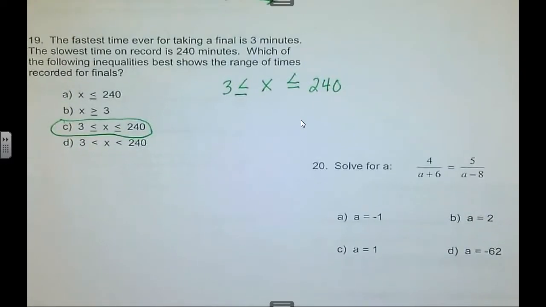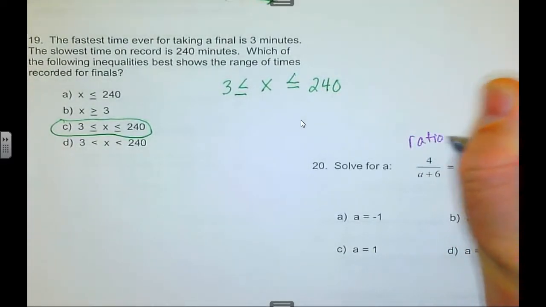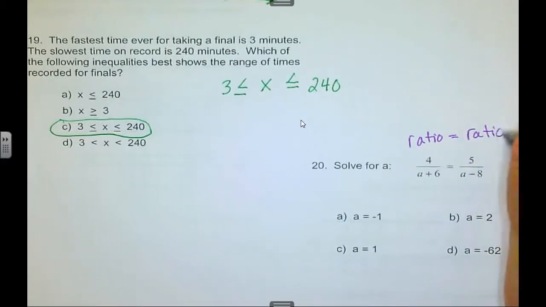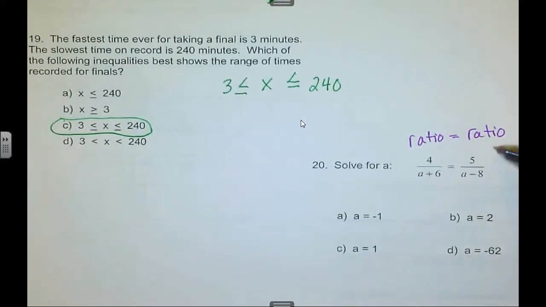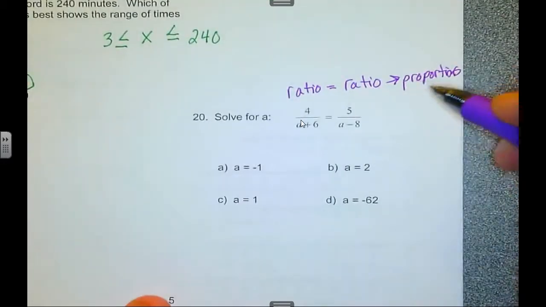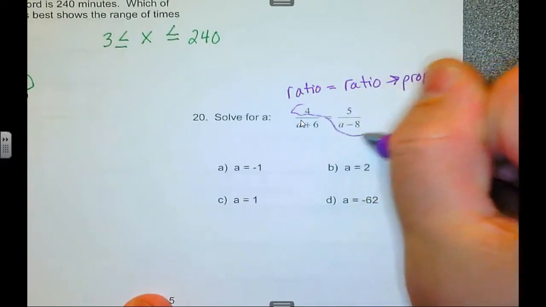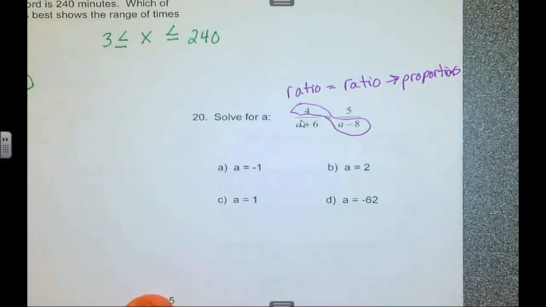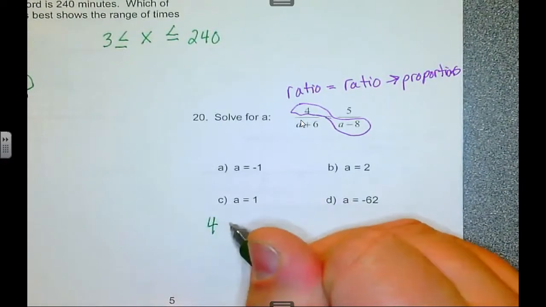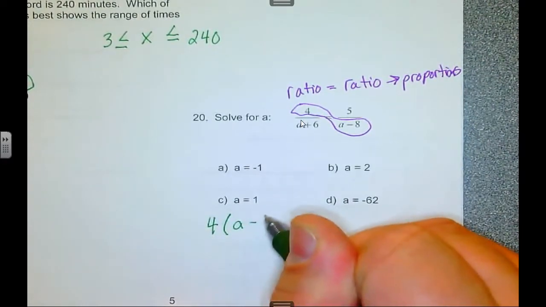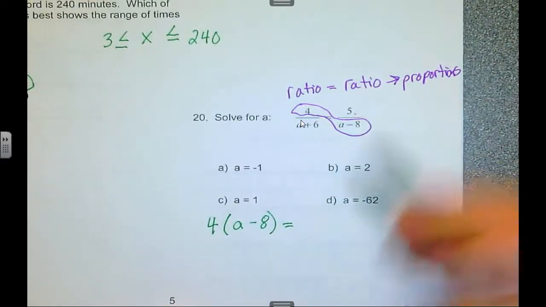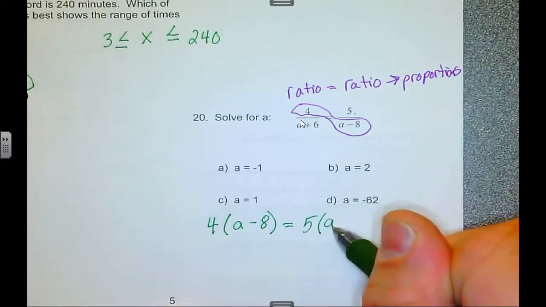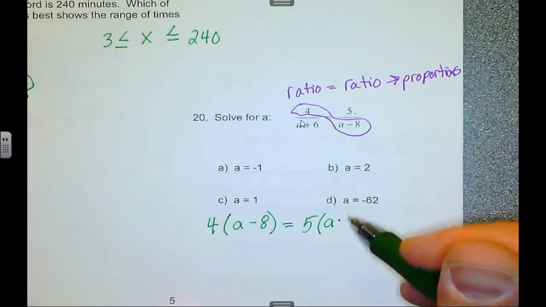Okay, 20. I have a ratio equal to a ratio. So what do I have? That's right, a proportion. How do I solve proportions? That's right, cross multiply. 4 times the quantity A minus 8 equals 5 times the quantity A plus 6.